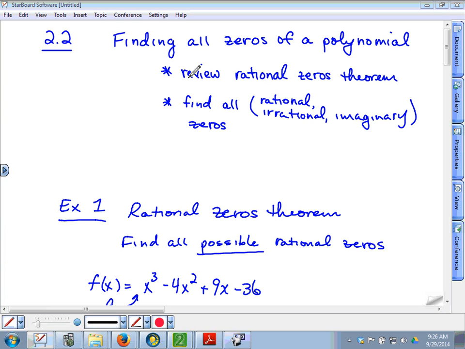So we're going to have to quickly review the rational zeros theorem. That might not make any sense to you, but the P and Q, does that make any sense? That's the rational zeros theorem. Maybe you should write a P and a Q by that to help you associate. The rational zeros theorem is just a P and Q.